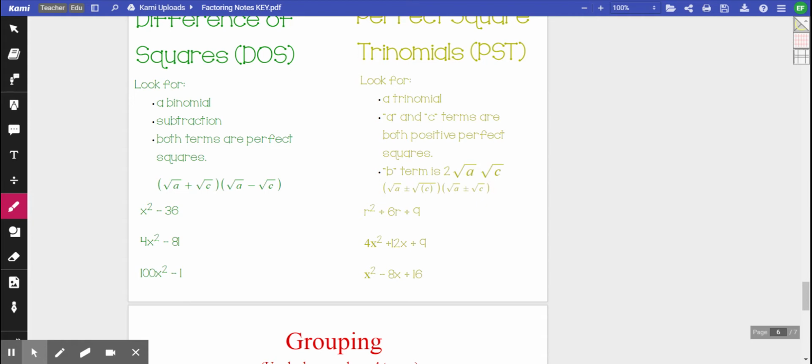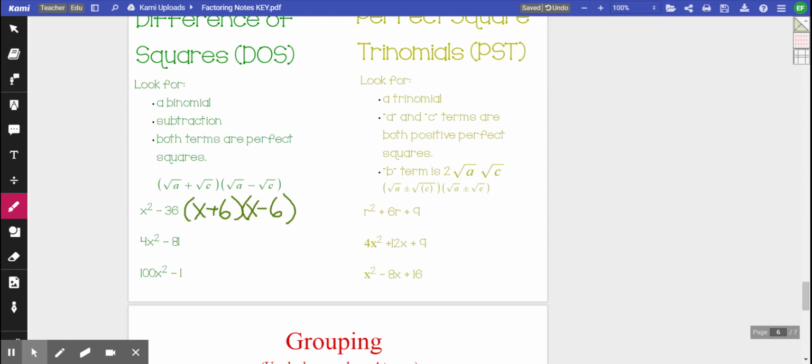If we take a look at our first example here, x squared minus 36, we see that x squared is a perfect square. We see 36 is a perfect square and there's subtraction in the middle. So we have all of our criteria met. We're looking at a binomial that is being subtracted, and both of those terms are perfect squares. So just like our method says up above, I'm going to draw out two parentheses. I'm going to take the square root of my first term. So the square root of x squared is x, and that goes in the first spots. Square root of 36 is 6. That goes in the second spot. And I'm going to have opposite signs. So one is a plus and one is a minus. And that's it. Super simple.